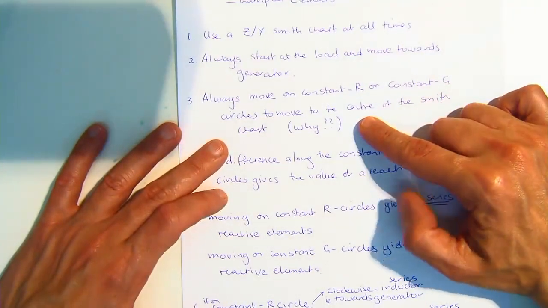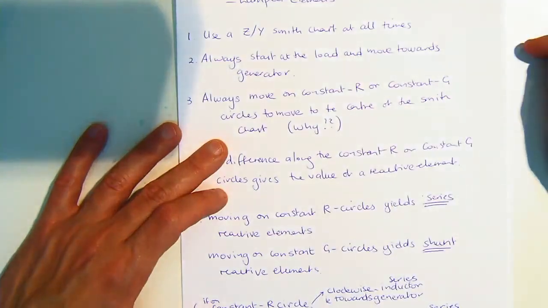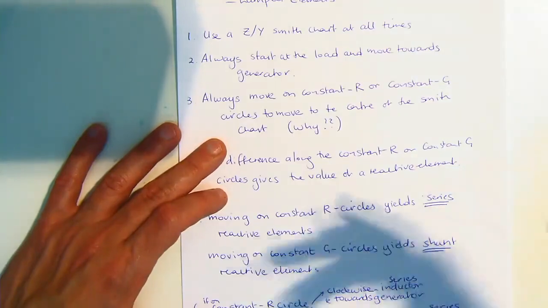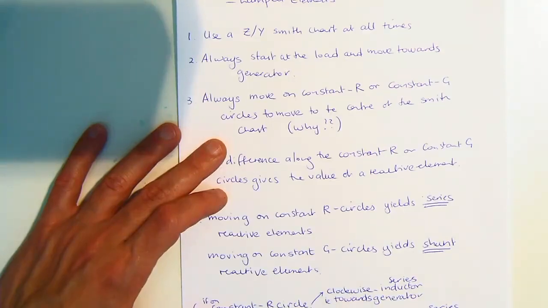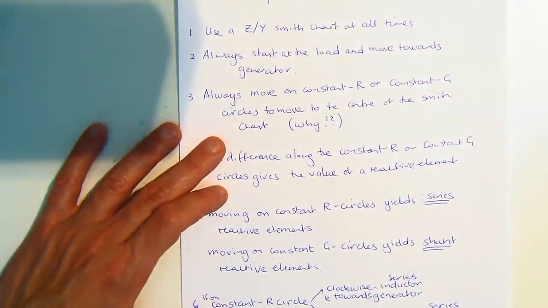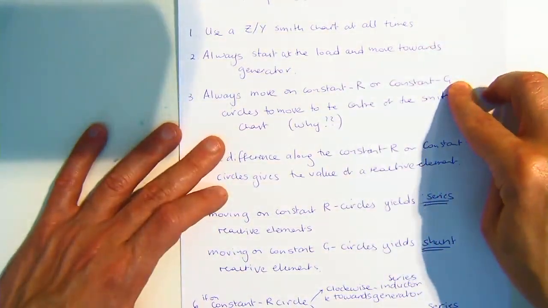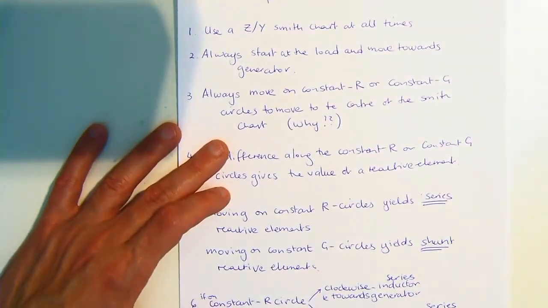Why am I suggesting this? Because we know that when we reach the center, then we've got a match. And we're also adding capacitors or inductors in this particular case. We're only using lossless components, so therefore we're only adding j's, right? So don't try to move off the constant R or constant G. If you're always on a constant R or a constant G circle, it also means that there's always a path for you to get to a perfect match.